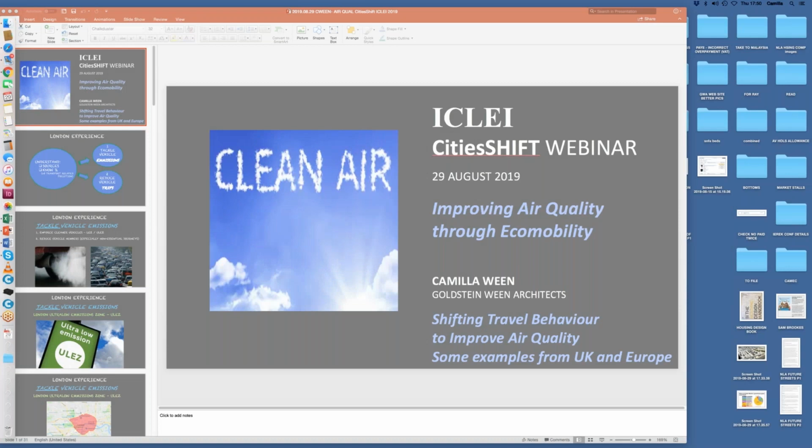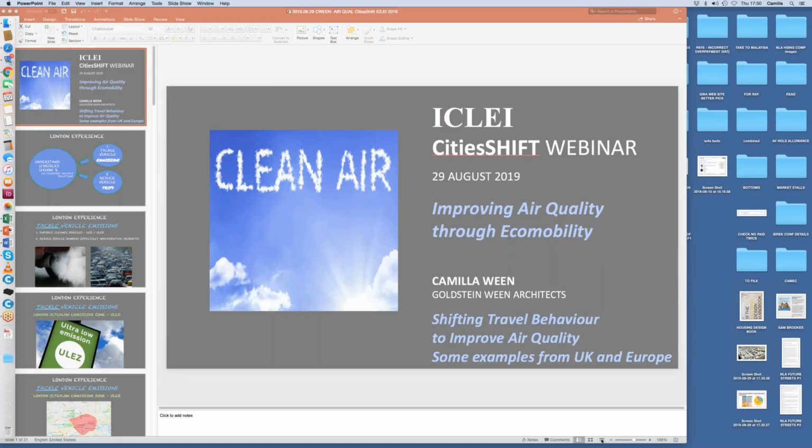Camilla is the director of Goldstein Ween Architects, where as an architect and urban designer, she focuses on sustainable cities and transportation. Many of you might be familiar with Camilla's work. She works at the intersection of city design and transport, and her work focuses on finding opportunities to expand transport briefs to include social inclusion, biodiversity, climate change mitigation, and promotion of active mobility and improving the urban environment. So Camilla, thanks for joining us. The floor is yours.